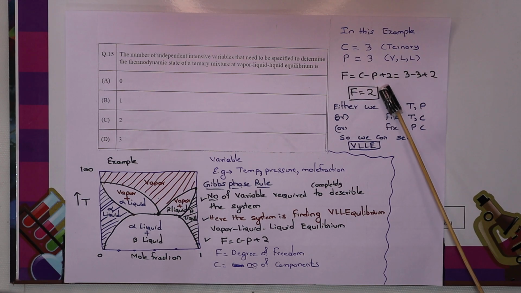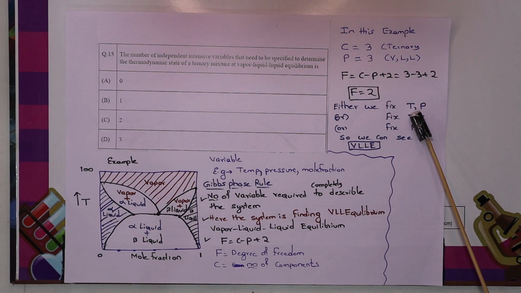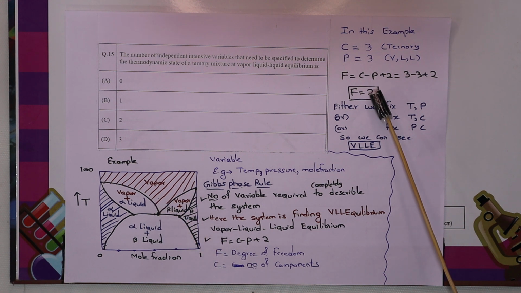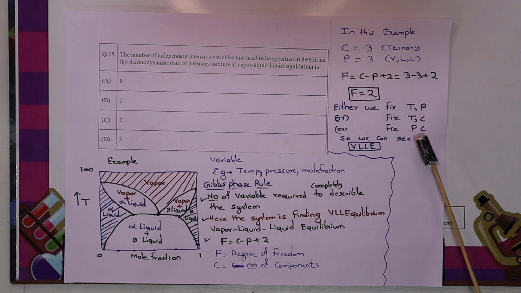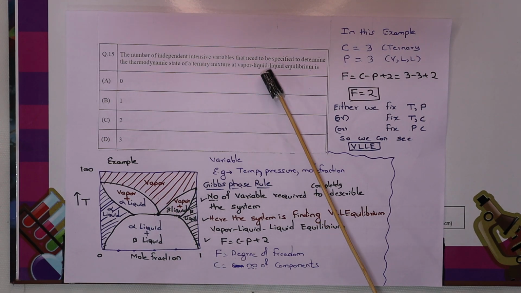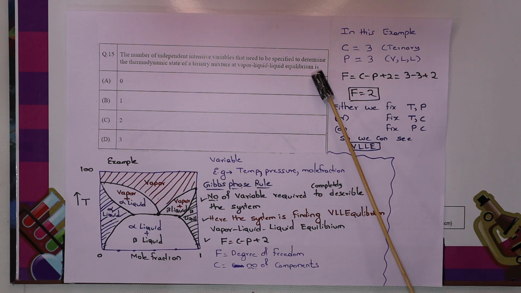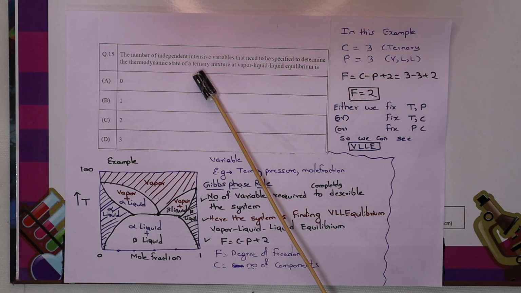So, what are these 2 variables? You can fix either temperature and mole fraction, or temperature and pressure, or pressure and composition. Using any particular graph, if you specify any of these 2, either temperature and pressure, or temperature and composition, or pressure and composition, you can find the particular point where vapor liquid equilibrium can exist in a ternary mixture. Okay. Thank you. Let us move to the next.